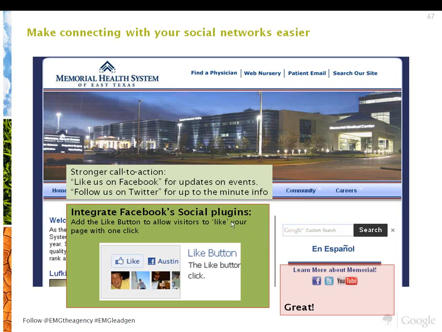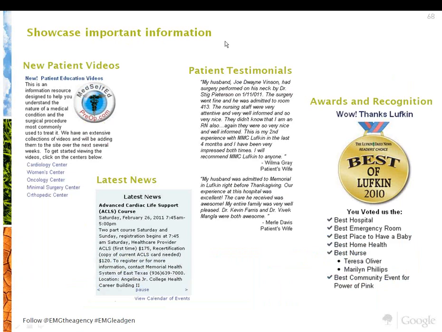It makes it really easy for people who are already logged into their Facebook. And same thing with Twitter. You can actually integrate a Twitter feed here so everything's displayed live. Rather than taking them away from your site experience, you might want to keep them on your website. And we want to make sure that this hospital really showcases important information.